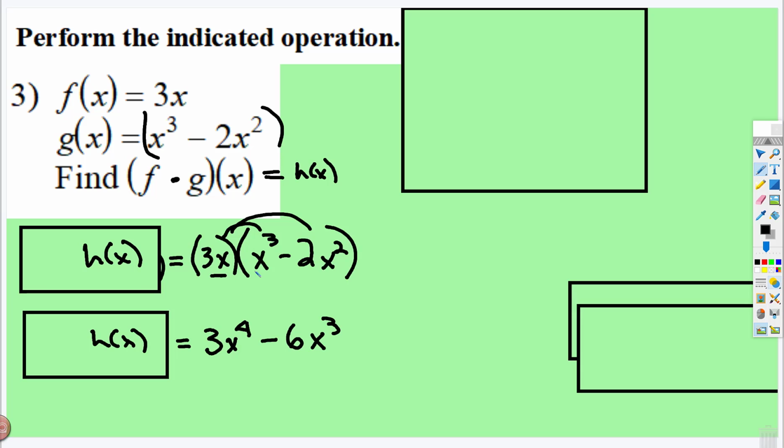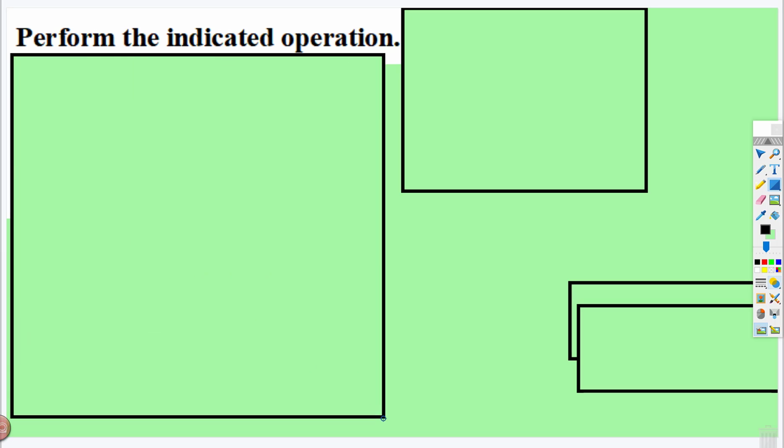So 3x times x cubed is 3x to the fourth. Subtract sign, 3x times 2x squared is 6x cubed, just like that. All right, I'm going to cover this up.